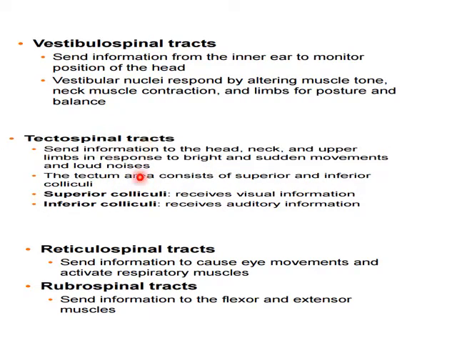This tract is divided into two main parts. The first part, called the superior colliculi, is responsible for receiving visual information, while the other one, called the inferior colliculi, is responsible for receiving auditory information. The reticulospinal tract is mainly responsible for sending information that causes eye movement and activates respiratory muscles. The rubrospinal tract is responsible for sending information to the flexor and extensor muscles.